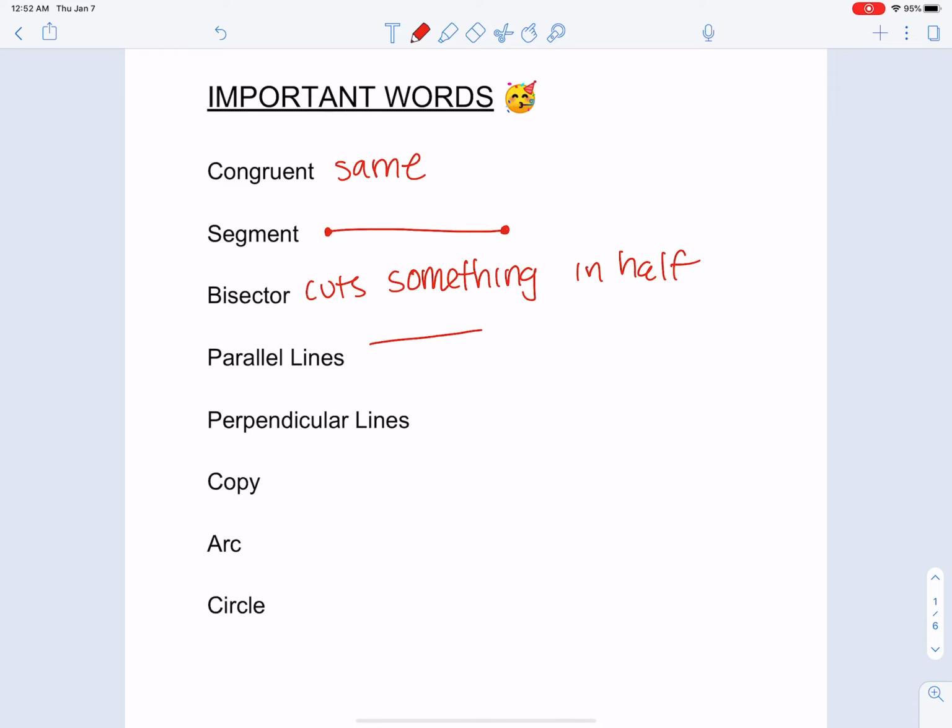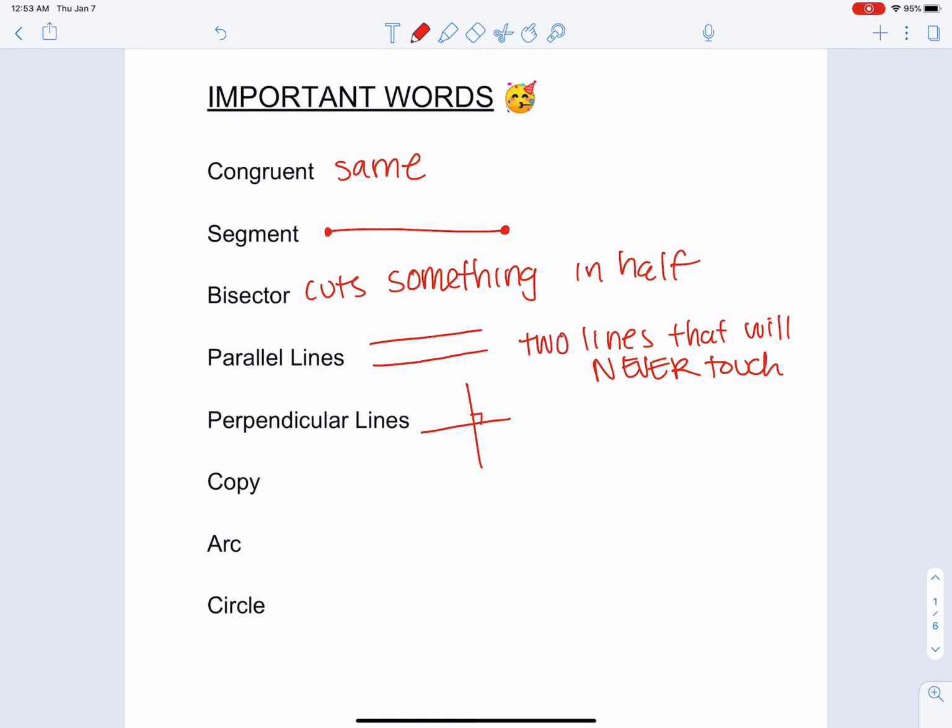Parallel lines are two lines that will never touch. Really, this lesson is mainly about process of elimination. And then perpendicular lines are two lines that make a right angle, a perfect right angle. Copy means you're just copying something.